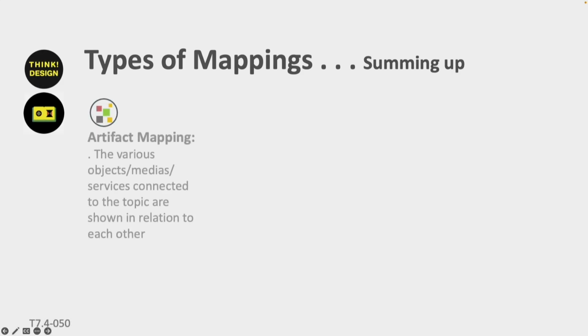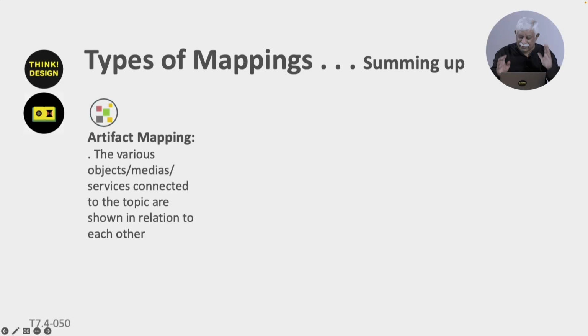We did 3 types of mappings. Again I repeat, you need to do just one of them. The others are for reference. It's always good to know what you can do, and if you feel like it, you can do all 3 of them. So first is the artifact mapping, where you can represent either objects or media or services connected with your topic in relation to each other in a given space.